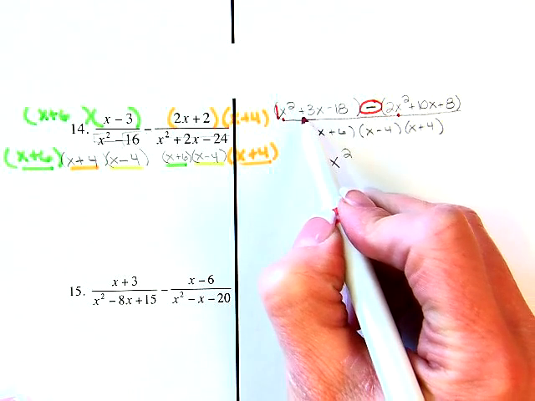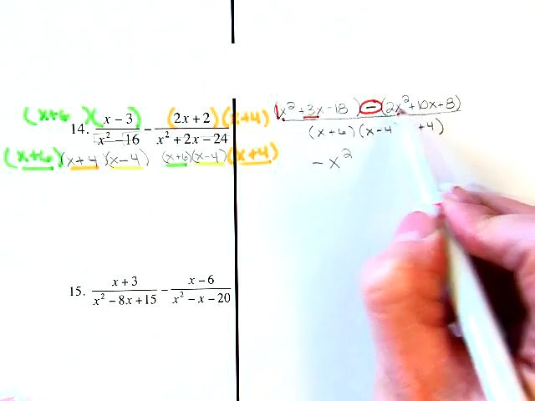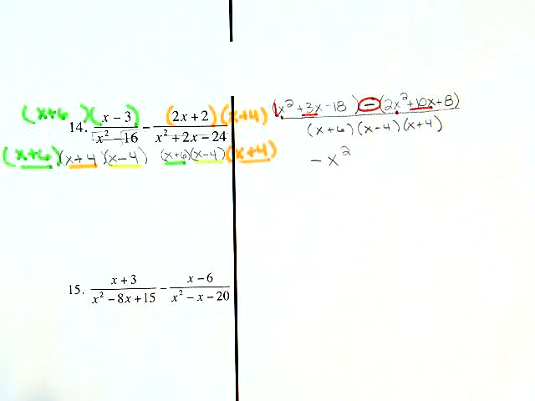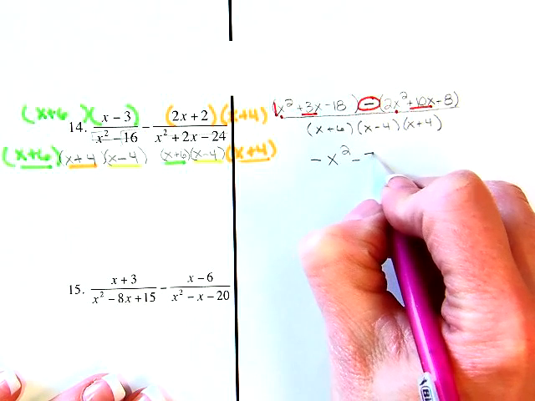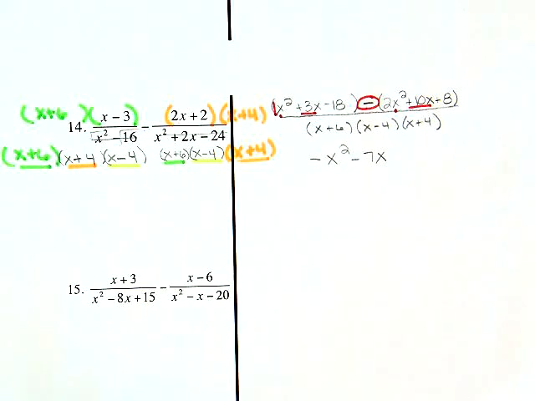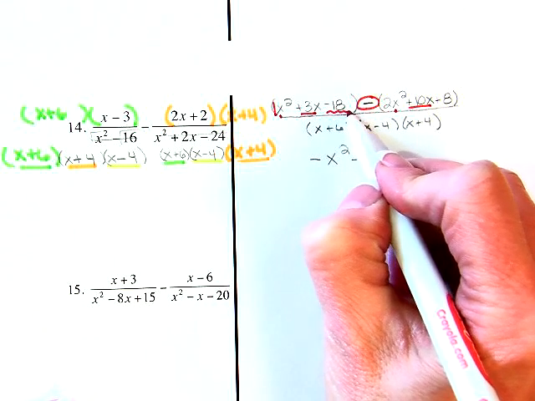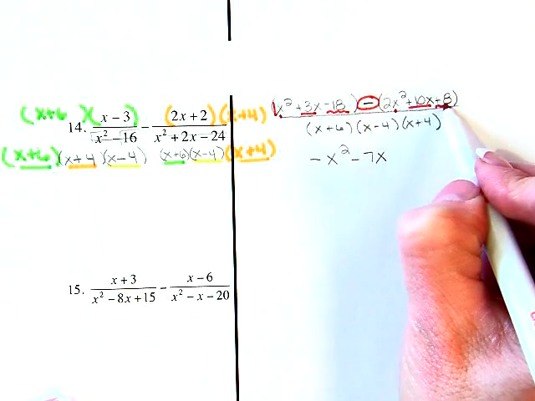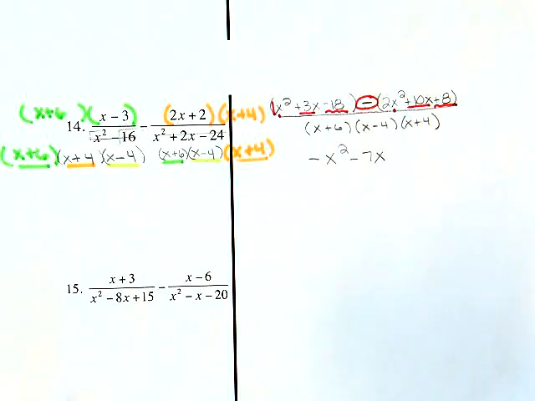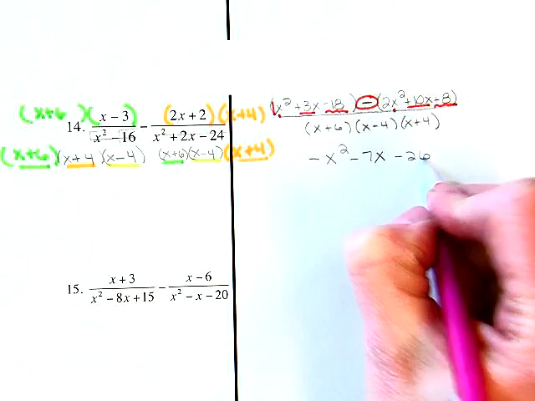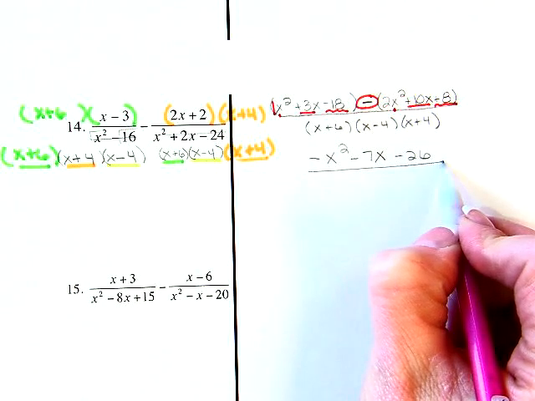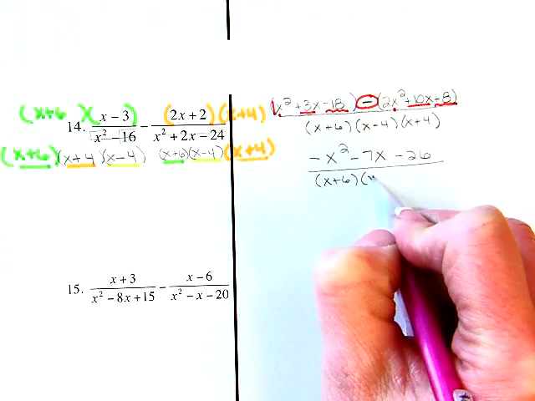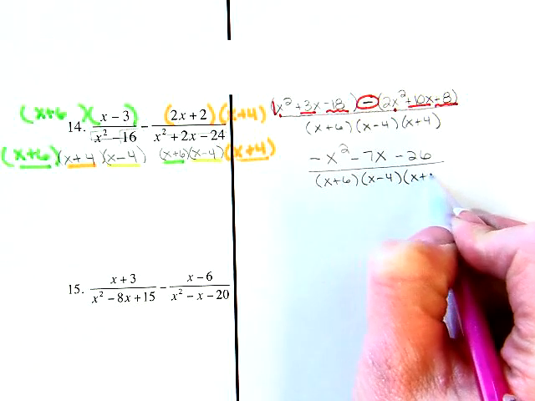Then we're doing a positive 3x minus 10x, which is a minus 7x. And then I'm going to do this minus 18 minus 8 more, which is a minus 26 over x plus 6 times x minus 4 times x plus 4.